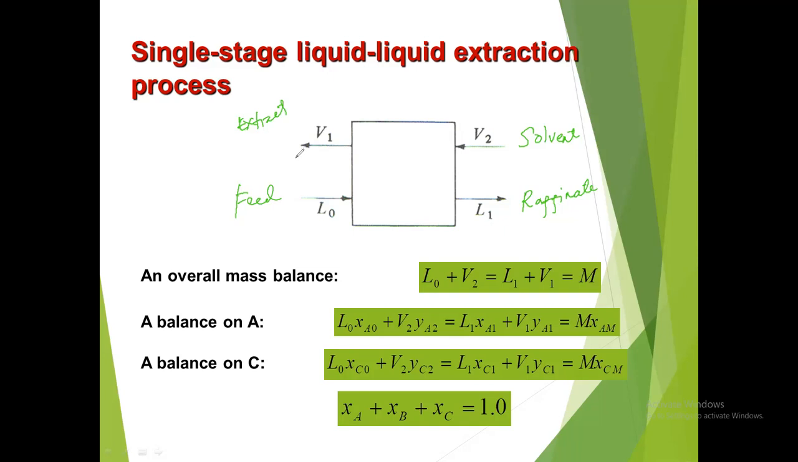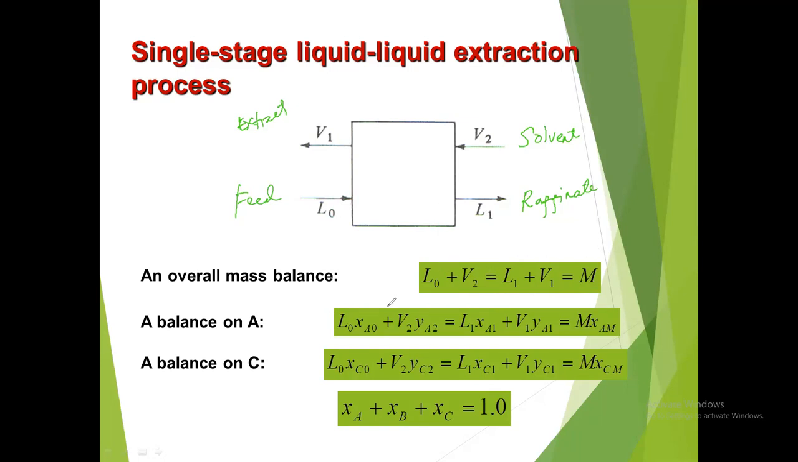So when you do material balance in this scenario, wherein your feed was contacted with the solvent, you will have L0 plus V2 is equal to L1 plus V1, which is also equal to your bulk phase M, constituting the sum of the phases, leaving of course the process inside your liquid-liquid extraction unit. Now when you do solute balance, you just copy it here in terms of what you have started off in your overall material balance.